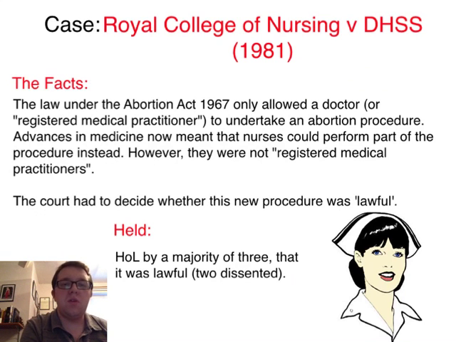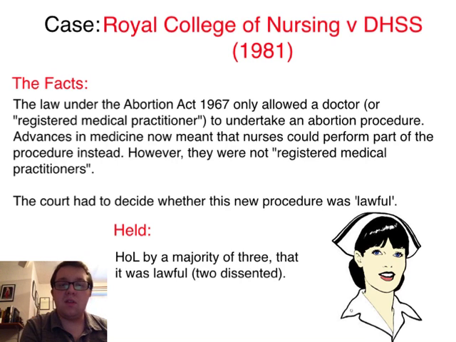Our last case example for the Mischief Rule is the case of Royal College of Nursing and DHSS 1981. The facts were that the law under the Abortion Act 1967 only allowed a doctor, or as the statute outlined, a registered medical practitioner, to undertake an abortion procedure. However, advances in medicine, in particular drugs, meant that the drug could be administered by the doctor as the first part of the process, and the nurses could perform the rest of the abortion procedure afterwards once labour had been induced. However, nurses were not deemed to be registered medical practitioners, as the statute outlined. The court had to decide whether this new procedure was lawful.